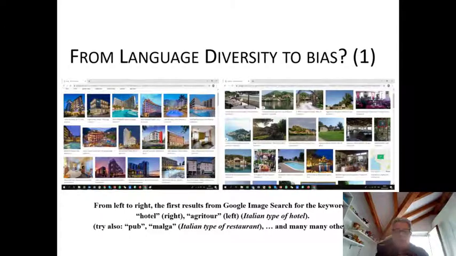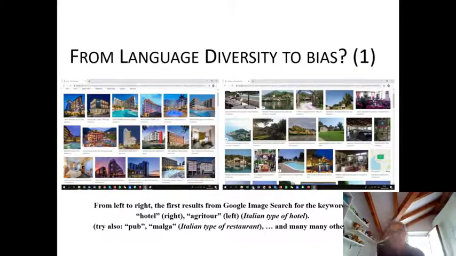So here in this slide, I show the results of two searches that I did in Google Images just yesterday. And since I'm Italian, I just use my own culture and what I know about Italy. I do know that in Italy, we are very good in food. And I do know, being Italian, that in Italy we have a lot of special types of hotels or restaurants, for that matter, anything which has to do with hospitality, tourism, quality of life. So you see what I did, I typed hotel and I got the images on the left, and I typed agritour, which I got the images on the right.